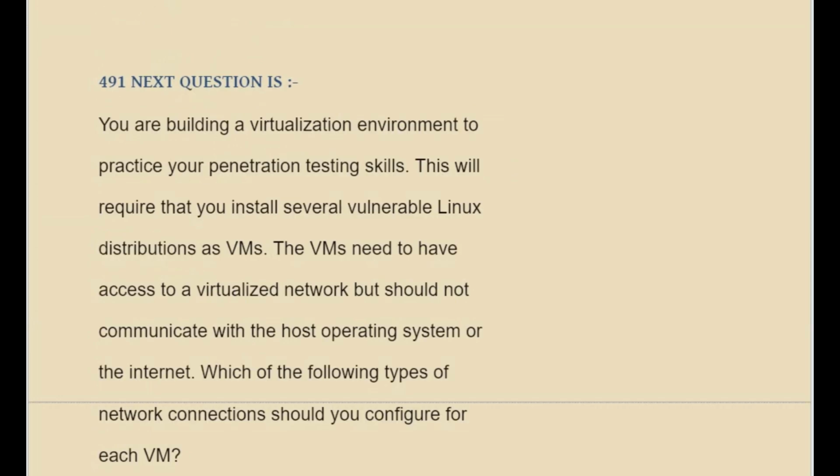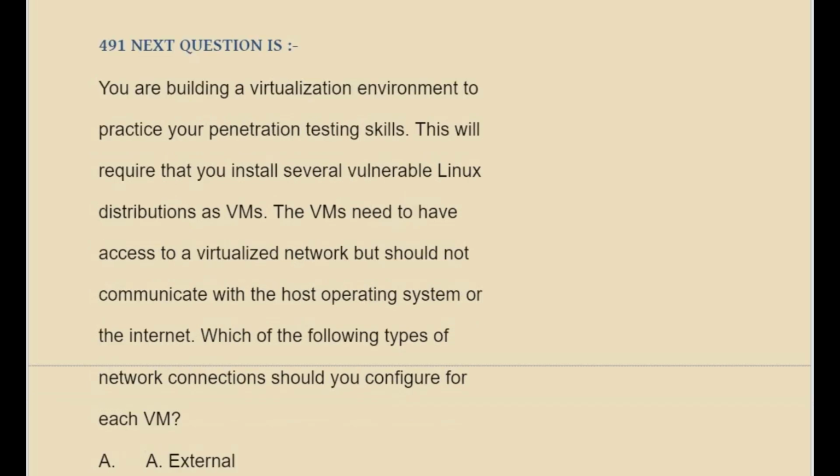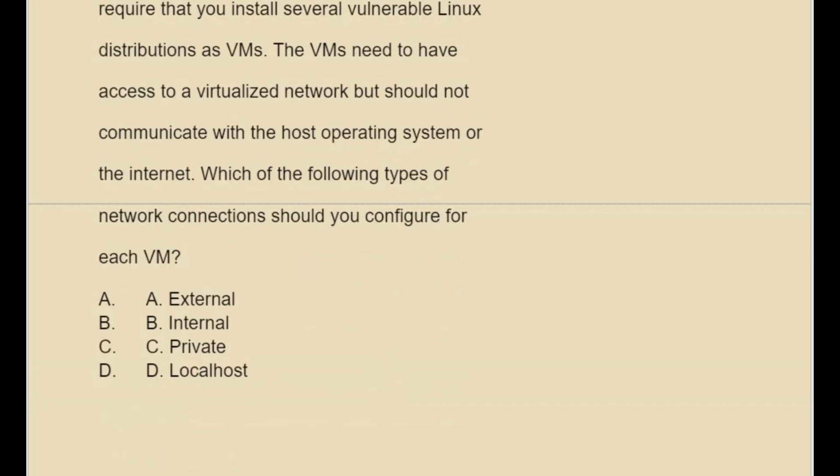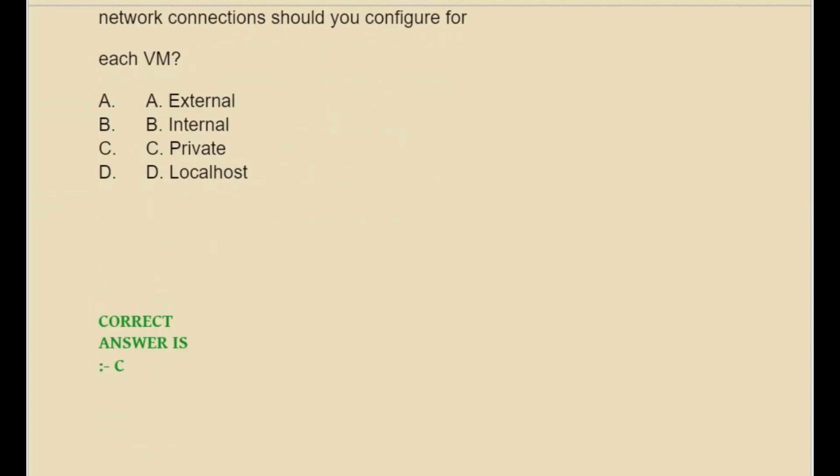Question is you are building a virtualization environment to practice your penetration testing skills. This will require that you install several vulnerable Linux distributions as VMs. The VMs need to have access to a virtualized network but should not communicate with the host operating system or the internet. Which of the following types of network connections should you configure for each VM? Option A external. Option B internal. Option C private. Option D local host. Correct answer is option C.